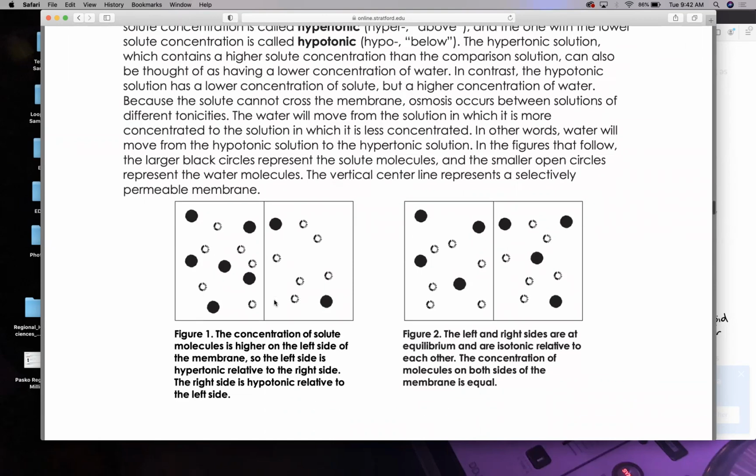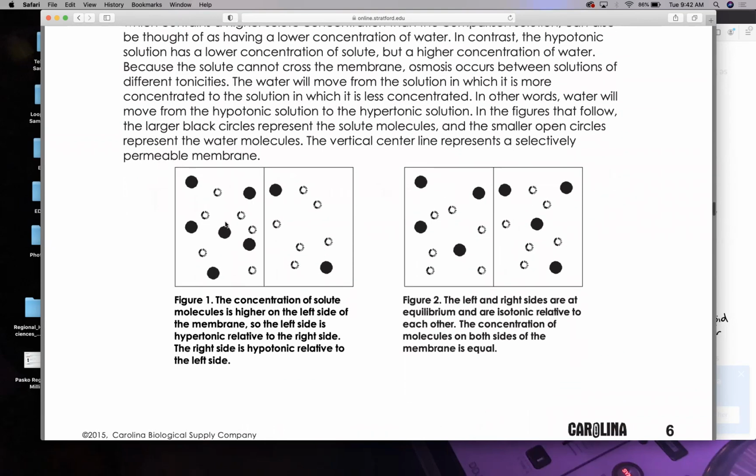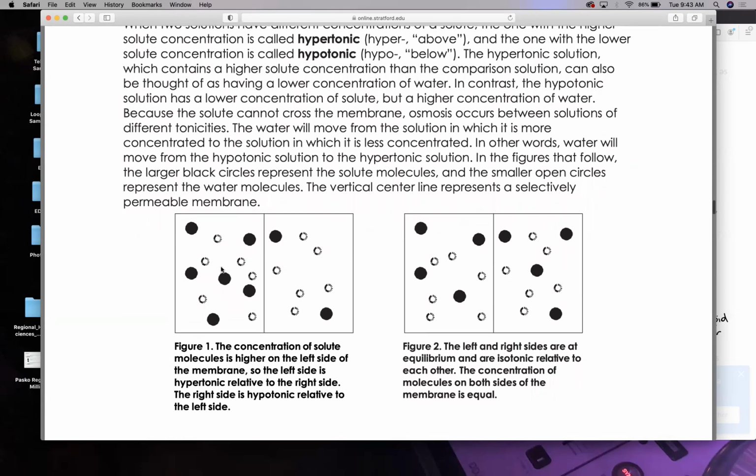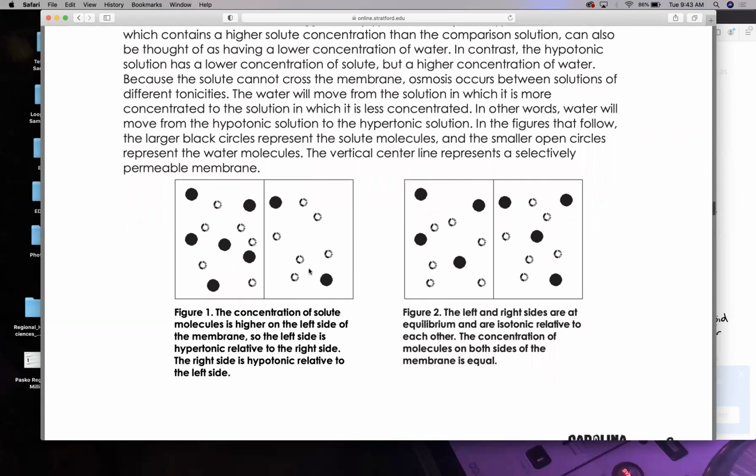But let's say, for example, you have two different cells. One will have more. This one has way more salt, 1, 2, 3, 4, 5, 6. So this would be a hypertonic solution. And this only has two salt molecules, this one and this one. And that will be a hypotonic. And remember, hyper, above or too much. So hypertonic solution, hypotonic solution.